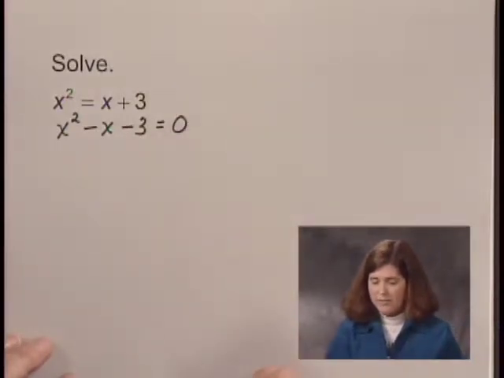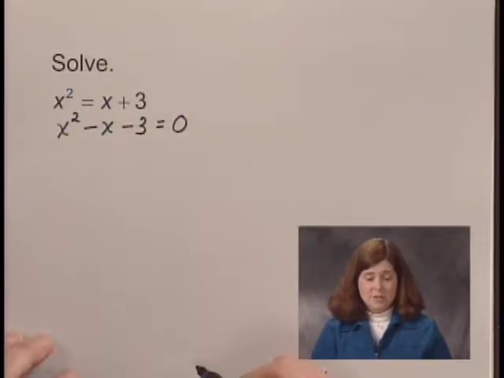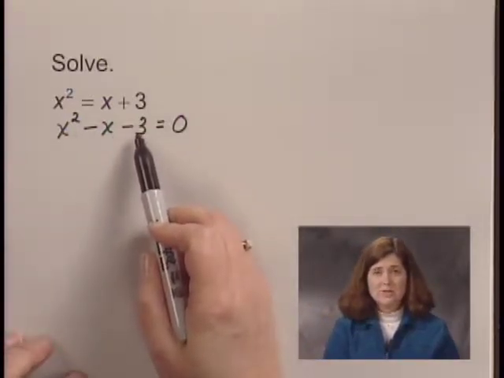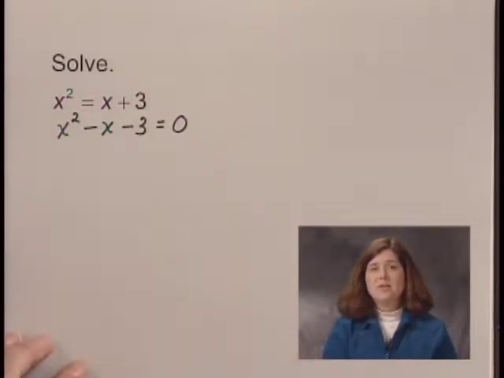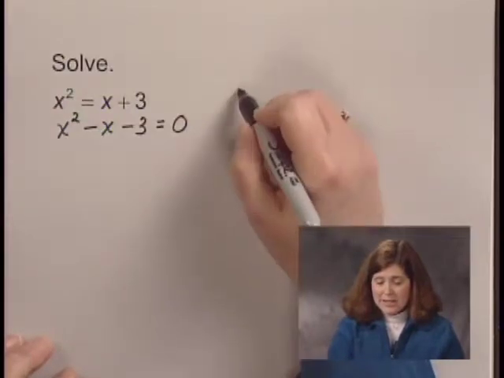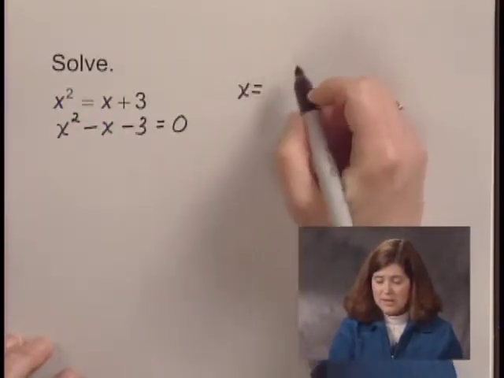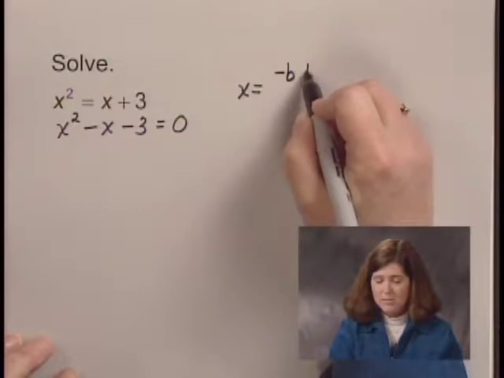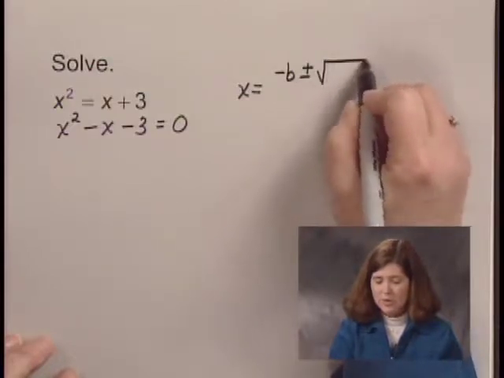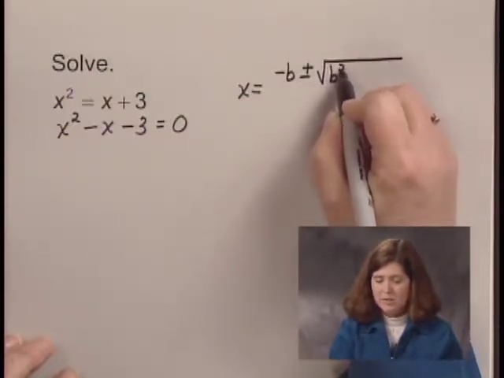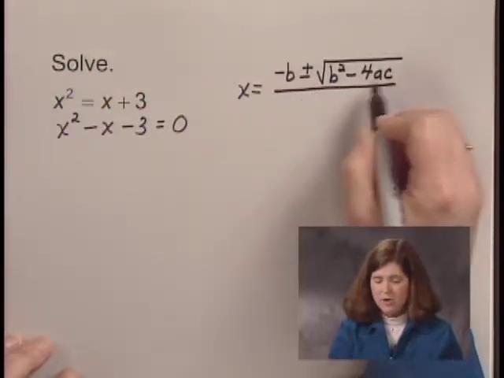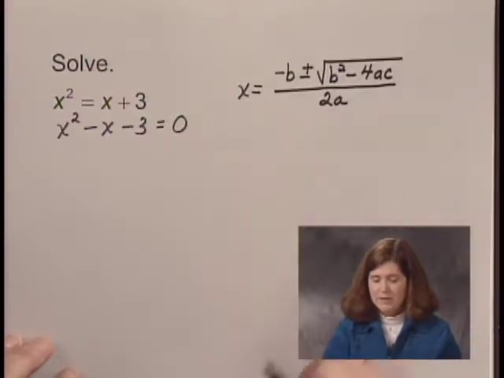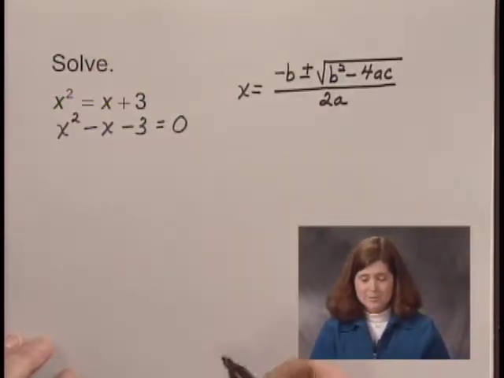We then could try to factor, but no matter what combinations we try, you can see that we cannot factor this. So we must solve this using the quadratic formula. The quadratic formula says that x equals the opposite of b plus or minus the square root of b squared minus 4 times a times c all over 2a. This is a formula that you need to memorize.